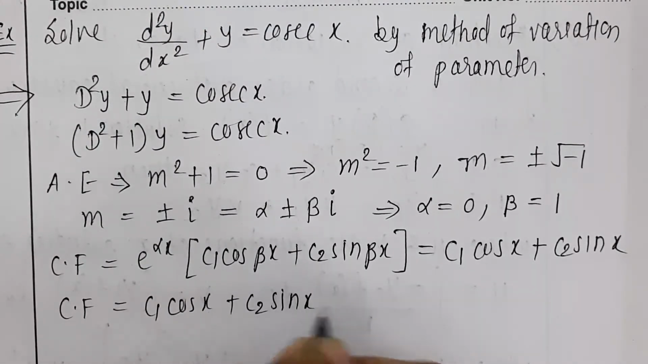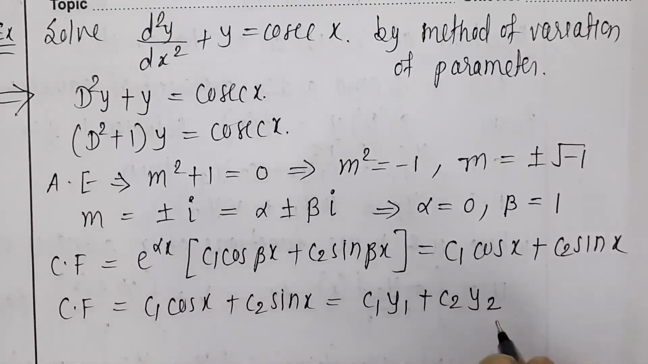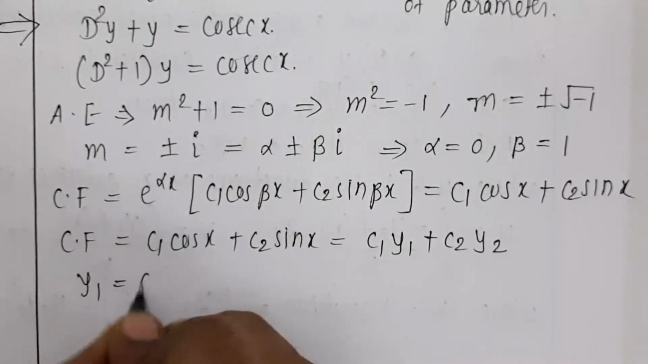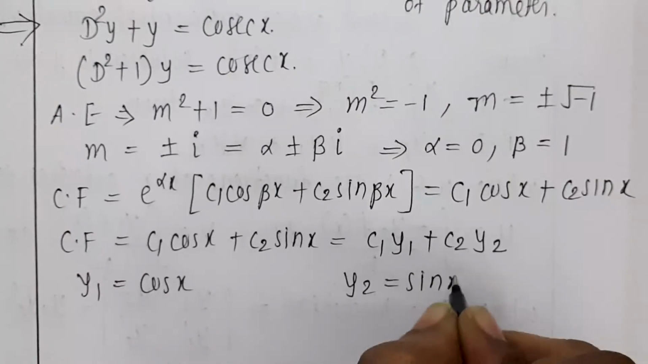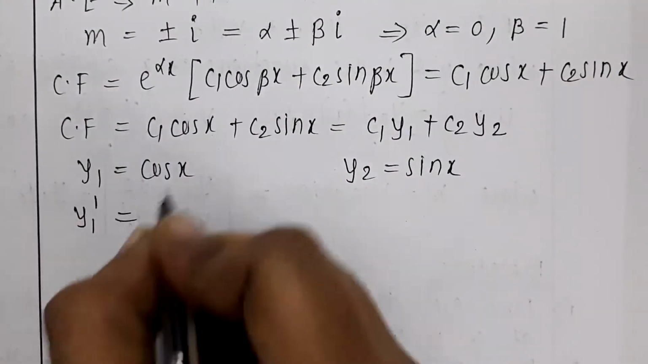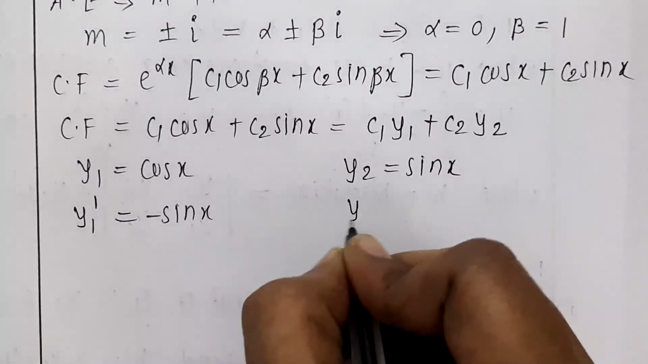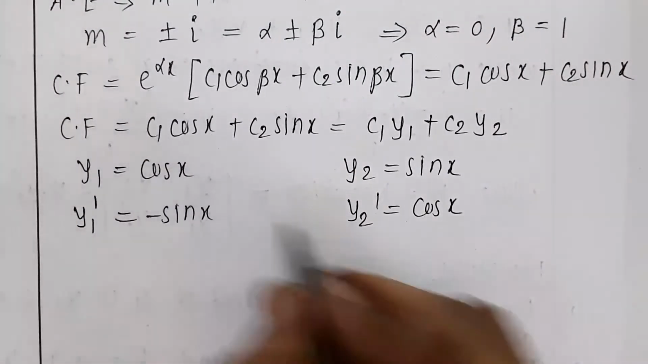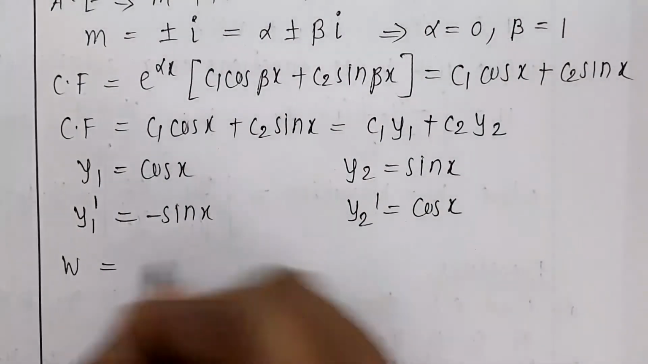Now compare this CF with C1 into y1 plus C2 into y2. What are the values of y1 and y2? y1 is cos of x and y2 is sin x. Now after finding y1, find out its derivative y1 dash. y1 dash is equal to minus of sin x and y2 dash is equal to cos of x. Now find out its cross multiplication. How to remember W? W is a cross multiplication of these two.